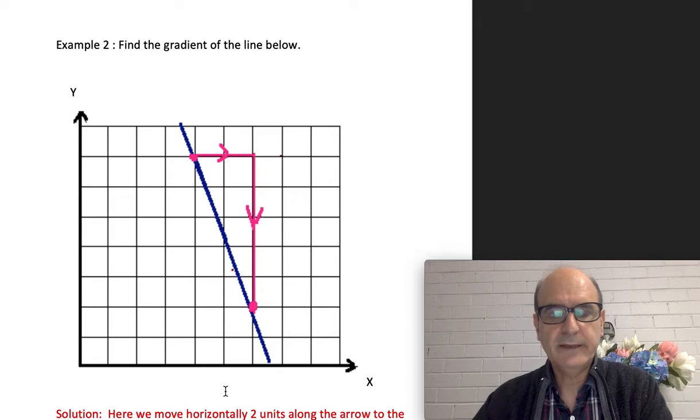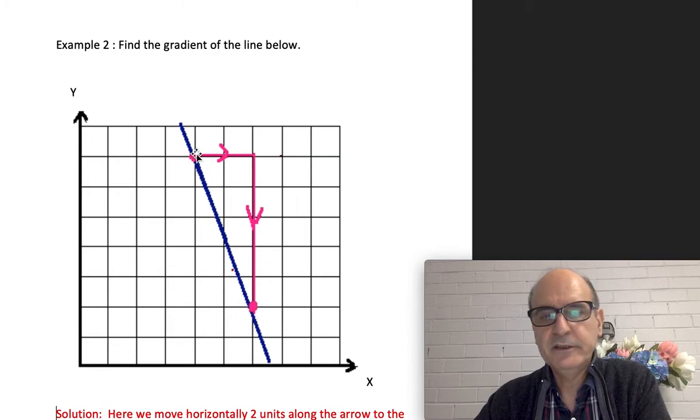Let's look at another example. We want to find the gradient of this blue line. Again, we take 2 points on that, which is easy to see how much we need to go across and how much we need to go up or down. Start from the point on the left. This is the point on the left. So we start from that. And then we go across.